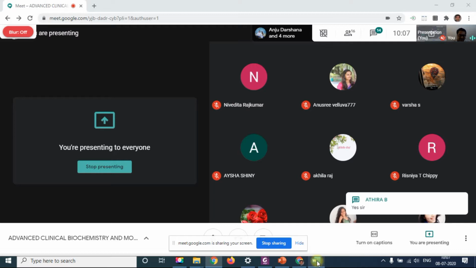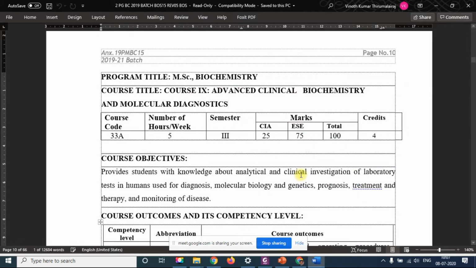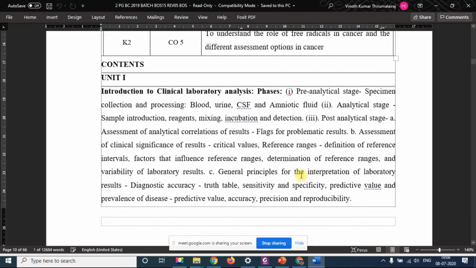So this is your recent syllabus, that is the 15th board of studies. We passed advanced clinical biochemistry and molecular diagnostics. This is the heading of your subject, and the main objective is to bring all the components within this advanced clinical biochemistry. Here the first unit will cover all the basic parameters, that is the different phases of the clinical laboratory procedures. This is the core subject of biochemistry.